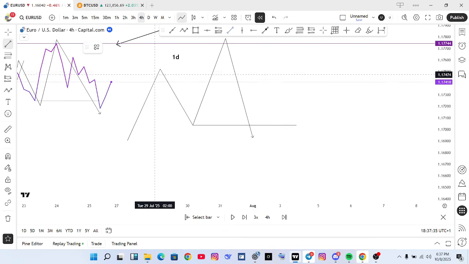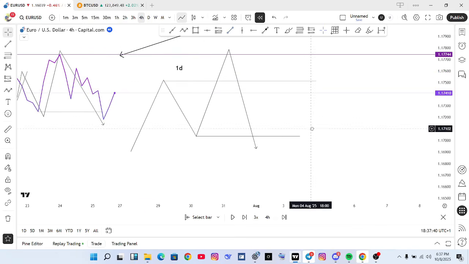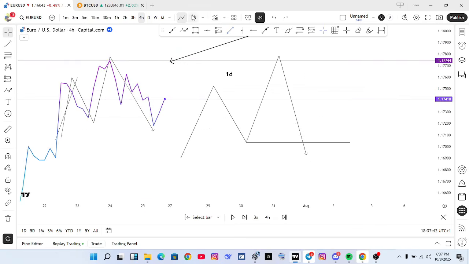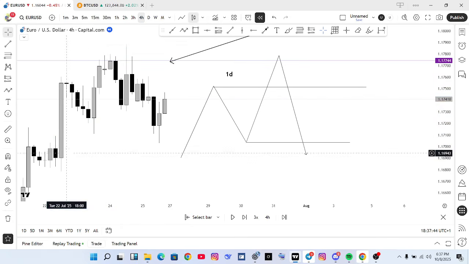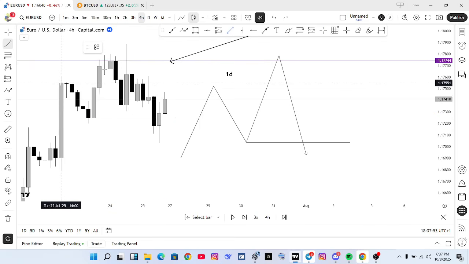Your second entry is where? This QM. I taught you guys about Quasimodo. This place. Let me remove this. Now we have a break here. This is your QM here, this place. I taught you guys that you can either use a straight line like this, or if it's a lower time frame like 15 minutes, you can just mark the full body of the candle you see there.